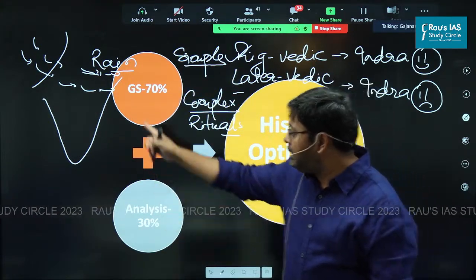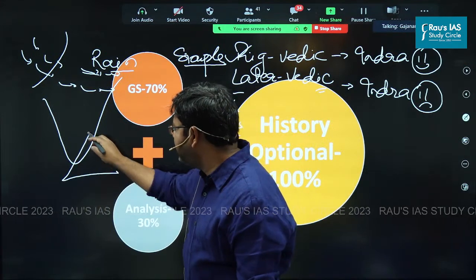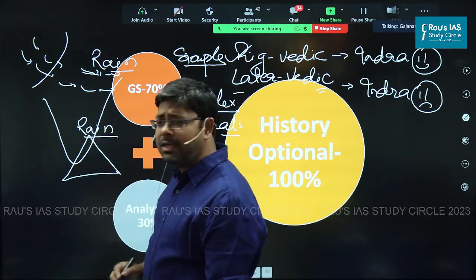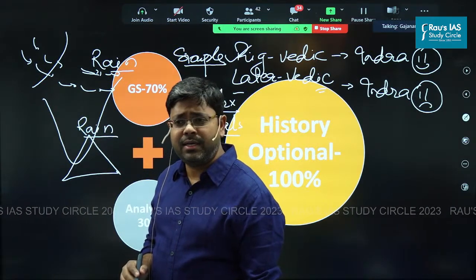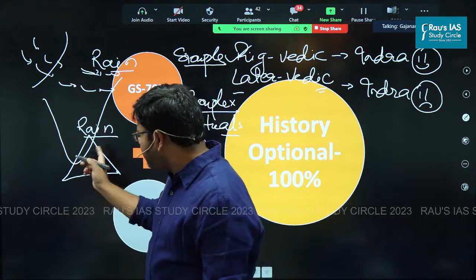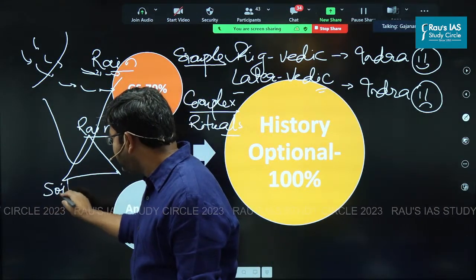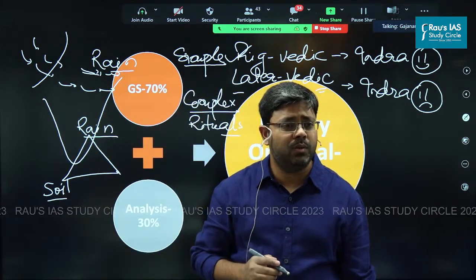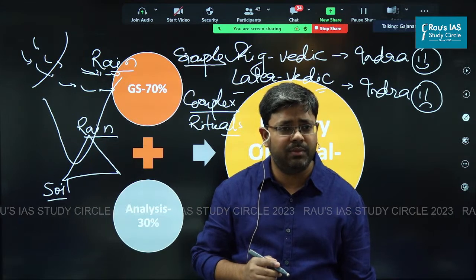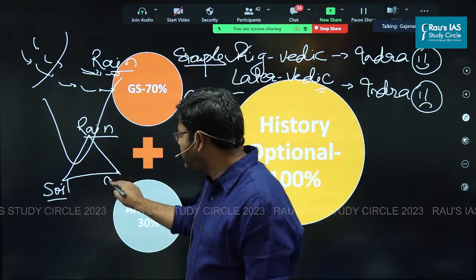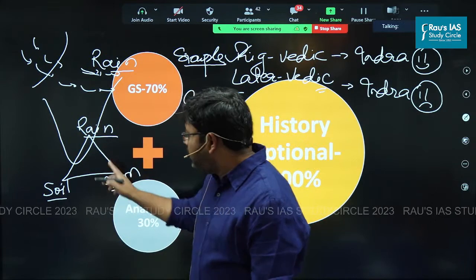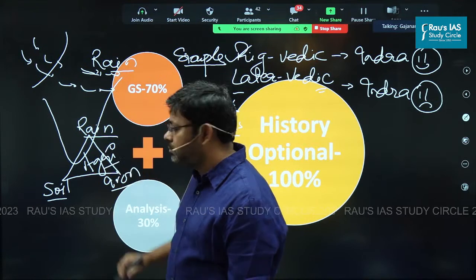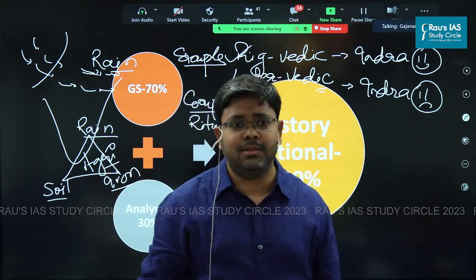In the eastern part of the country, in eastern UP and Bihar, the rain was very good. You will find the soil would be very good, very fertile alluvial soil. And there would be much use of iron. Don't you think all this would make agriculture surplus? Will it not make agriculture surplus?